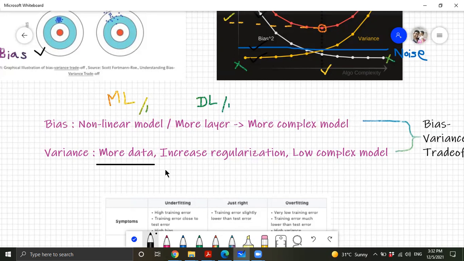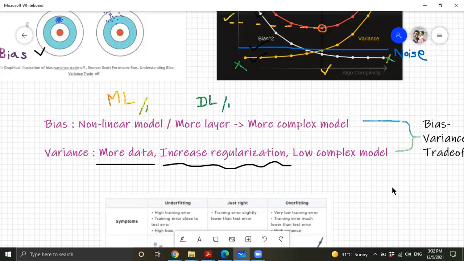You may say, okay, I cannot increase the data set, it's expensive or it's impossible to get more data. So for that, what you can do is increase the regularization. In deep learning, you have dropout, the famous regularization technique, and in machine learning, L1, L2 regularization. Using the regularization technique, you can also decrease the variance. That means you are turning the overfitting into a perfect fitting, decreasing the complexity of the model. So you can handle the bias and variance in this way.